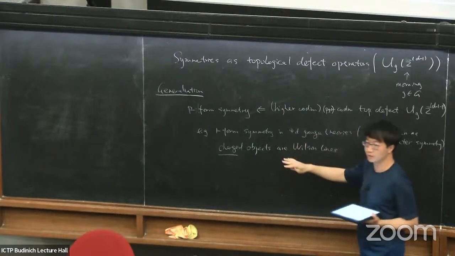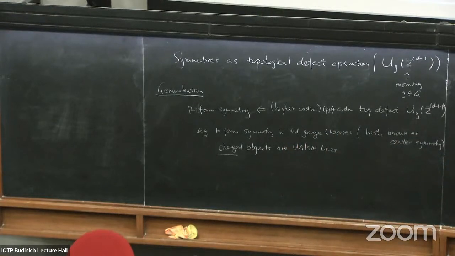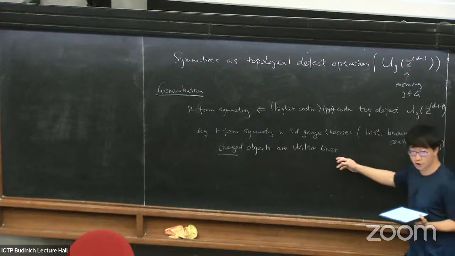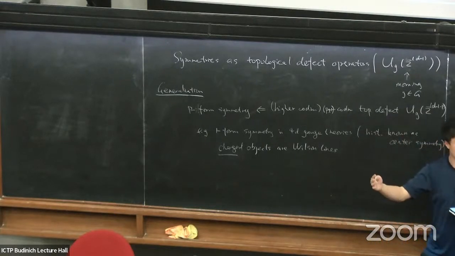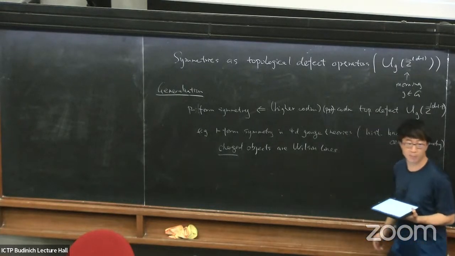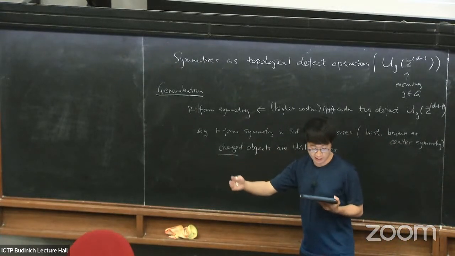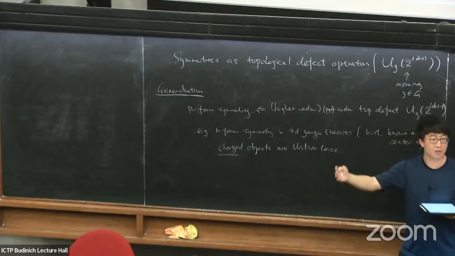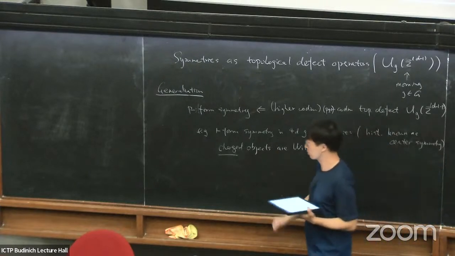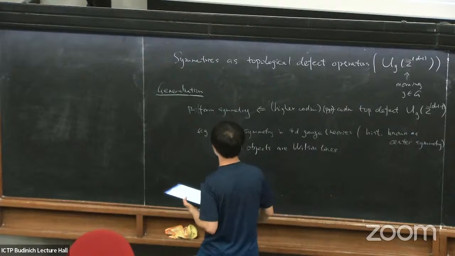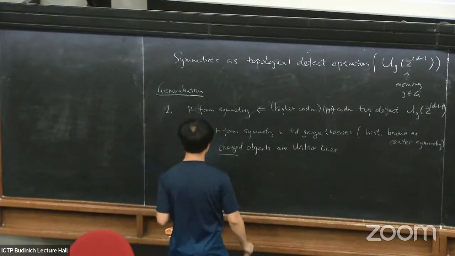This is a characterizing feature of higher-form symmetries: the charged objects are no longer local operators or particles, but rather are extended objects such as Wilson lines. And if you want to think about dynamical objects in your theory, think about, say, strings. They will be charged under this one-form symmetry. This is generalization number 1.